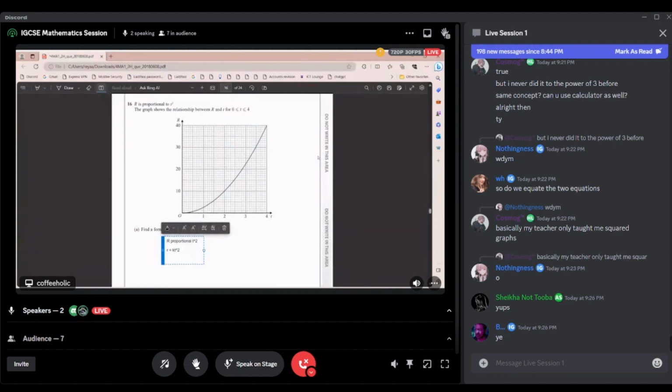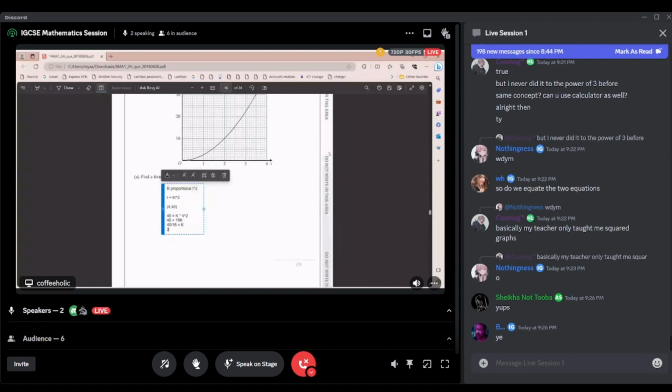So you can take R as 40, which is a good point because it's exactly 40 and 4 on both the axes. So you could do 40 equals K times 4 squared, because it's T squared, which should give you 40 divided by 16, which is equal to 5/2. So that gives you K. The value for K is 5/2.